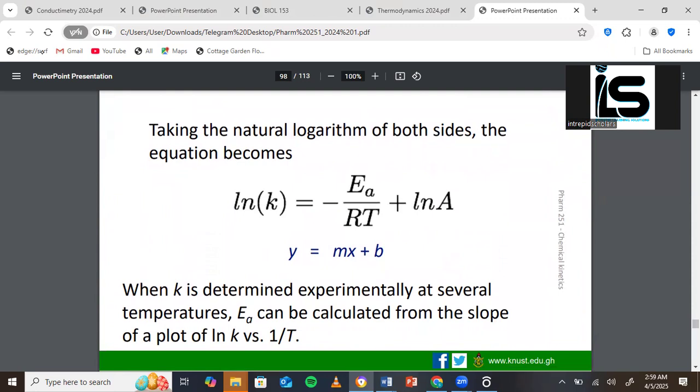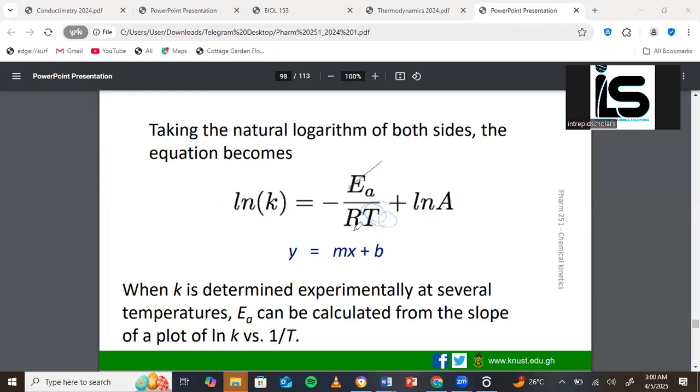Now, we will compare this formula to the equation of a straight line. We realize that we can plot the natural log of K, determined from experiment, against 1 over temperature.